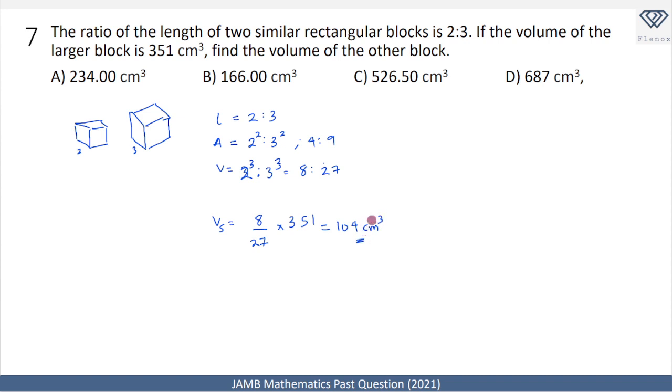So the correct option to this question is not here. So we found a question where the answer is not listed in the options, but the correct answer here is 104. Now one approach that some people might take, which might be the wrong approach, is just to multiply this directly by this to find the volume. For example, some might say, since the larger block is 351 cm cube, the smaller block would be 2/3 times 351.